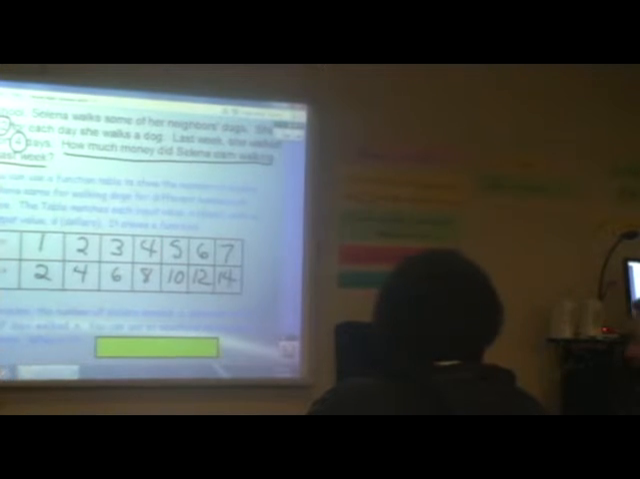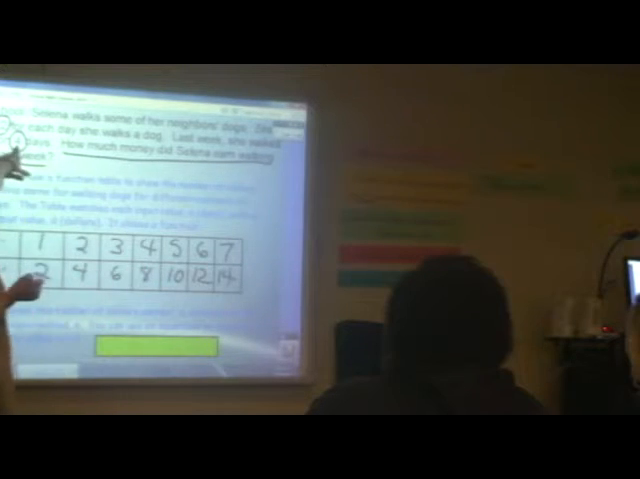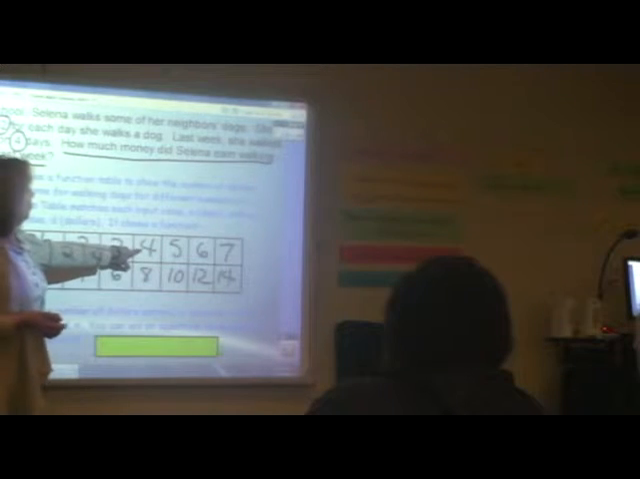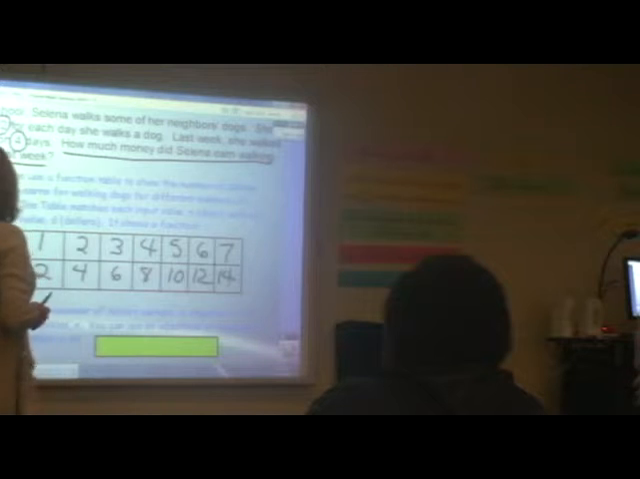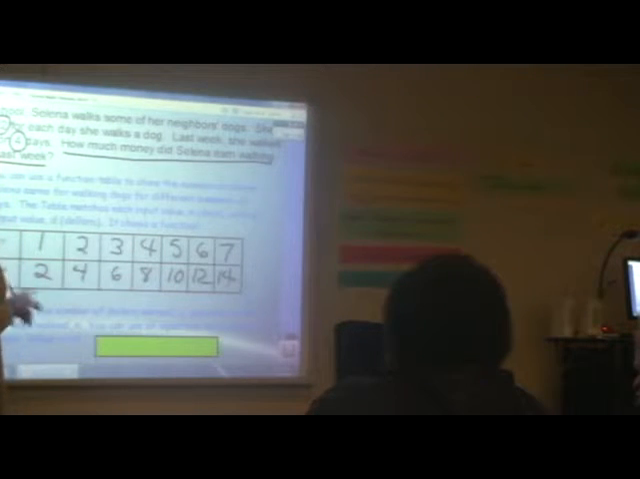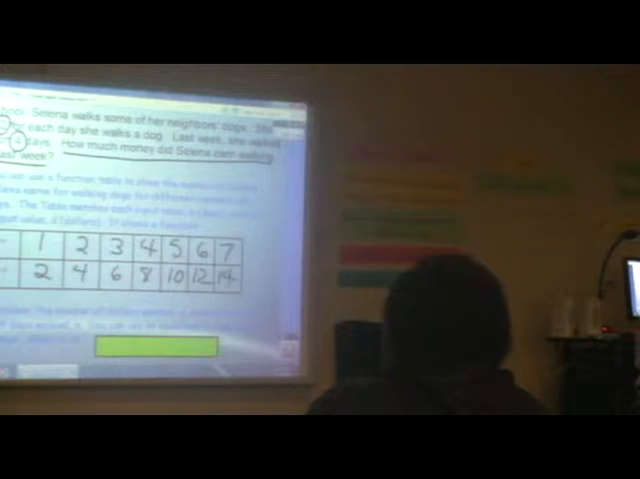All right, so now, which one of these numbers is going to answer my question? The 4. Okay, so if I walk the dog for 4 days, how much money am I going to earn? $8. Okay, so now I've got a rule, and I'm not going to uncover this until we can figure out what that rule is. 2 times. So actually what I'm doing is multiplying by 2.